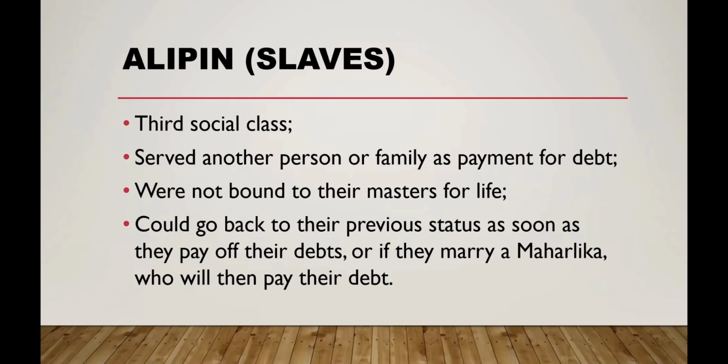Lastly, we have the Alipin or slaves. Now, they are the third or the last social group in the pre-colonial period. Alipin serve another person or family as payment for debt. They were not bound to their masters for life. Why are they not bound to their masters for life? Because they could go back to their previous status as soon as they pay off their debts, or if they marry a Maharlika who will then pay their debt.